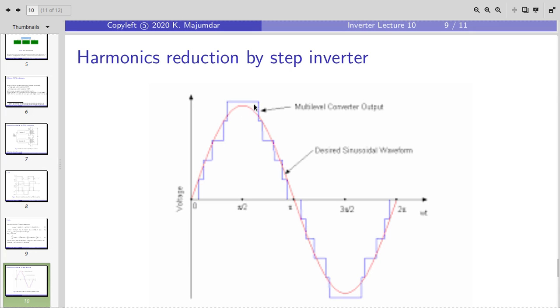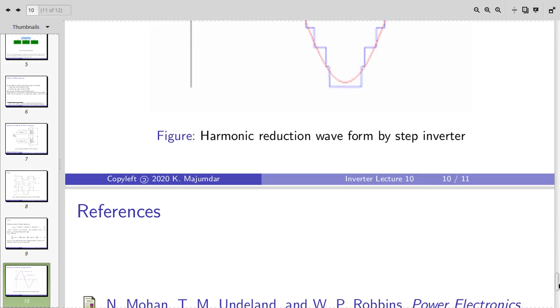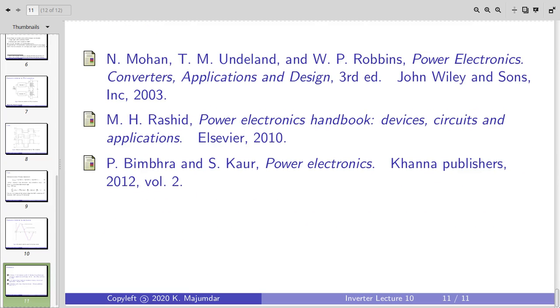Now if you look at the fundamental, it almost looks like a sinusoid. Mathematically, if you make the number of steps go to infinity, it becomes a sinusoid, but that is not possible in practice. So if you increase the number of steps, then the sharpness of the wave will be reduced, and then the harmonics will be reduced. So it is another technique to reduce the harmonics, and these are the references for your study. Thank you.